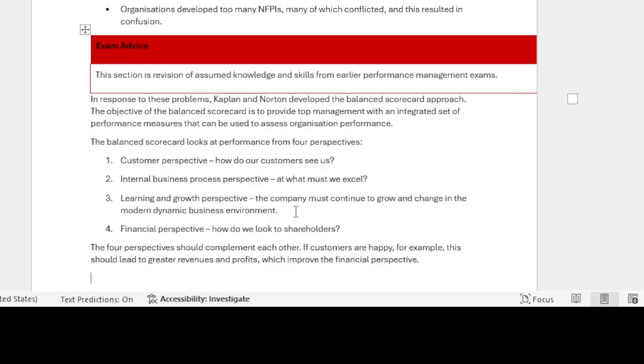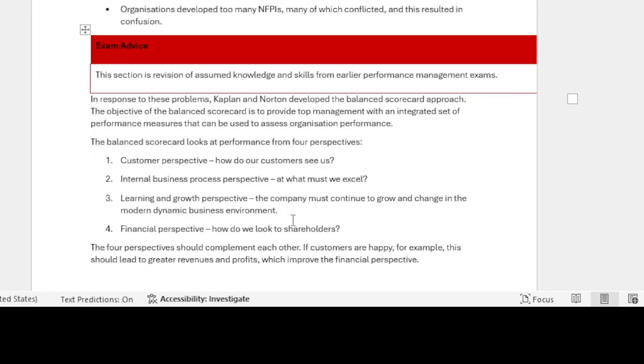So for us to be able to assess this, we can use both the non-financial performance indicators plus the financial performance indicators. But of course, for after-sales services or customer services, this cannot be quantified, so it's difficult to use financial performance indicators. So most definitely we're going to use non-financial performance indicators.